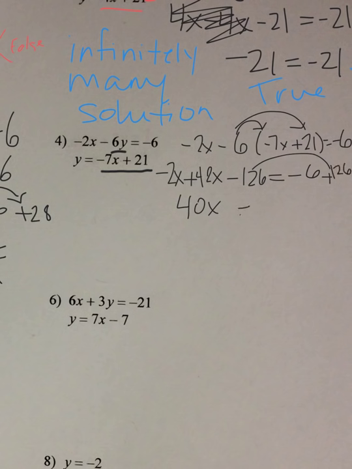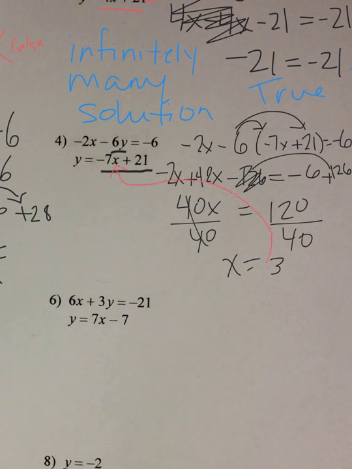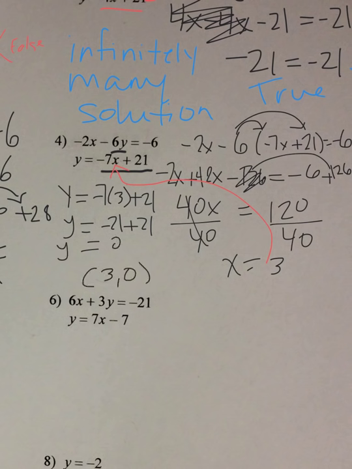That's going to be 120. Oh, okay, not that big numbers. Divided by 40, divided by 40. X equals 3. Okay? Now this, remember, you always plug it back in the one that's equal in y equals. So it's going to be y equals negative 7 times 3 plus 21, and that's going to be negative 21 plus 21, which is 0. So my solution is going to be 3, 0.